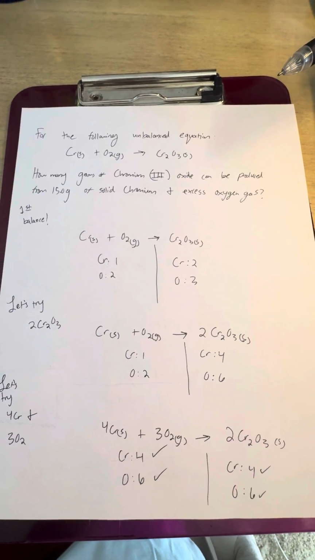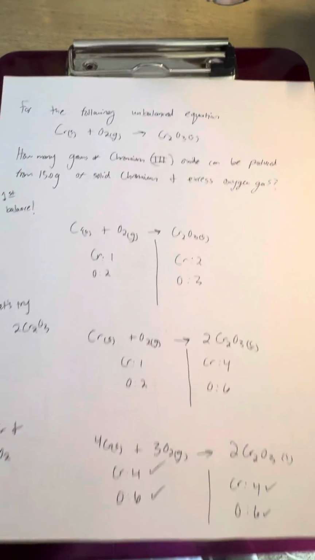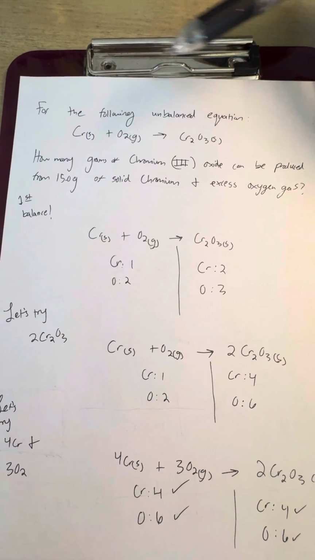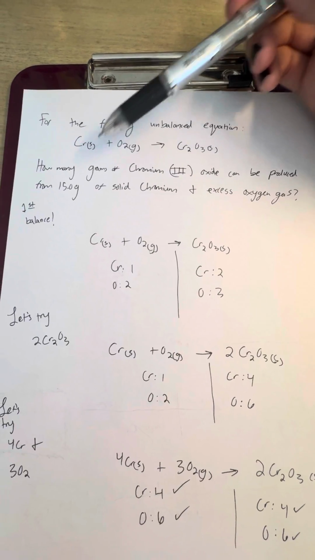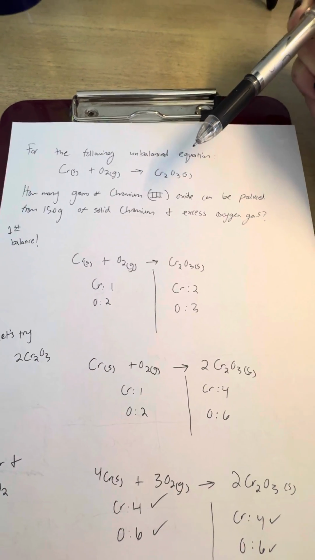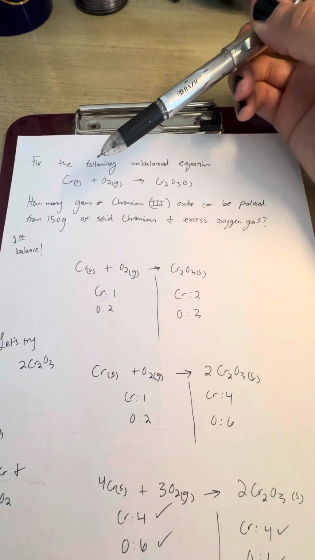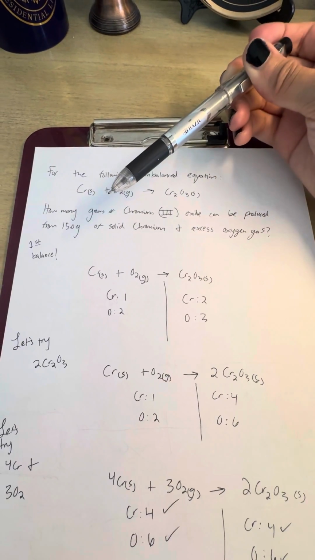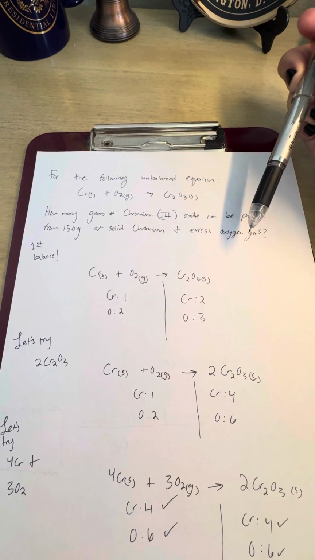Okay, in this video, we're going to explore moving from moles to grams. They're giving us the following unbalanced equation: chromium solid plus oxygen gas will give us chromium(III) oxide. The question stem is asking how many grams of chromium(III) oxide can be produced from 15 grams of solid chromium and excess oxygen gas.